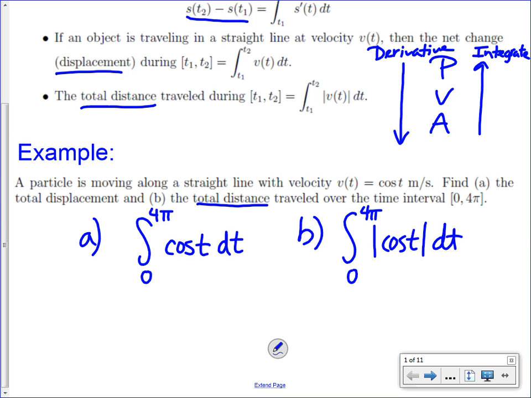Now, if this is, let's say, a non-calculator problem on the AP exam, you would have to determine where cosine is equal to 0, and you would have to split this up into the sum of two definite integrals, and then if you get a negative value, which you probably would, for your definite integral, then you would just find the absolute value of that and make it positive and then add them all together. So, all right.